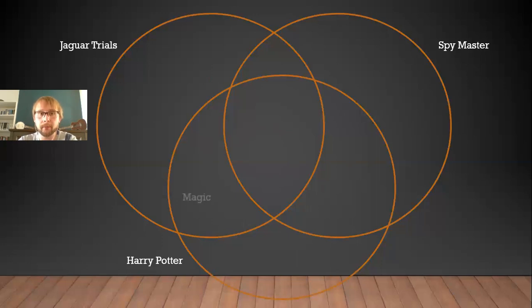So for example, containing magic, that's true in Jaguar Trials, that's true in Harry Potter. I didn't mention it in my features, but it is true in both of them. So that goes in the section where Jaguar Trials and Harry Potter overlap, but doesn't overlap with Spy Master. They're both, the main protagonist in the story is the subject of a prophecy. That's true in Jaguar Trials, it's true in Harry Potter, so it goes in that section.